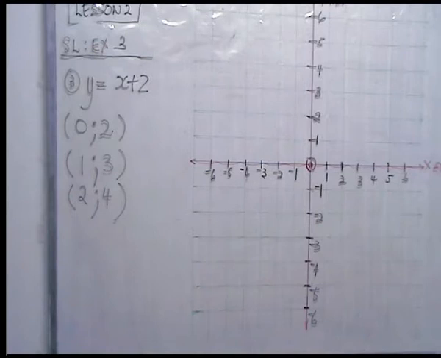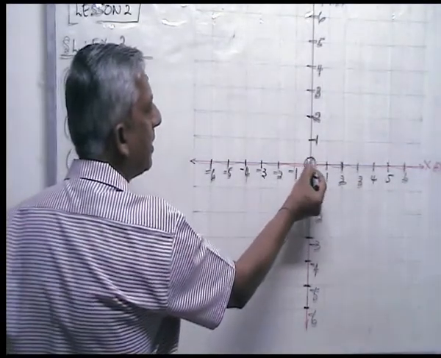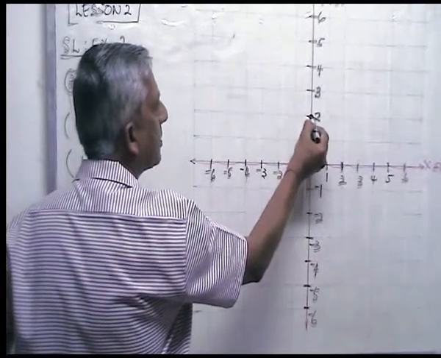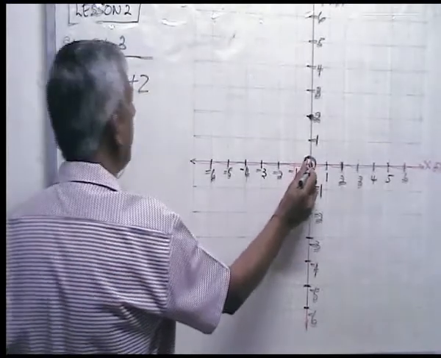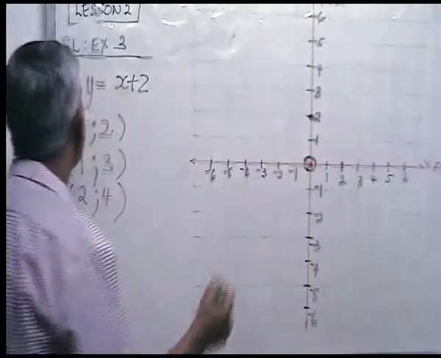Right, so let me help you now. Let's do it step by step. First plot 0, 2. So if you're plotting 0, 2, you go to 0. There's 0 here. And then 2 up. So that's where your dot goes. You just find x and then 2 up. So there's your first dot here.